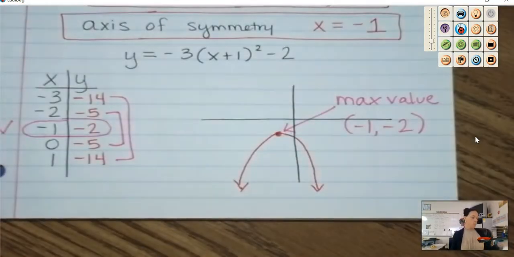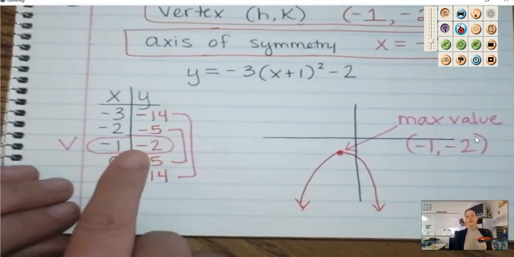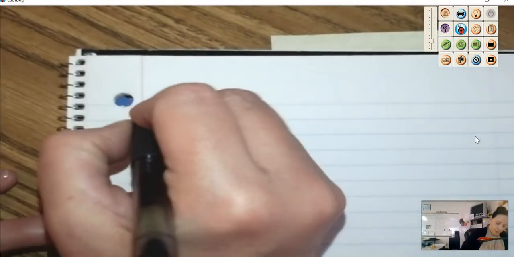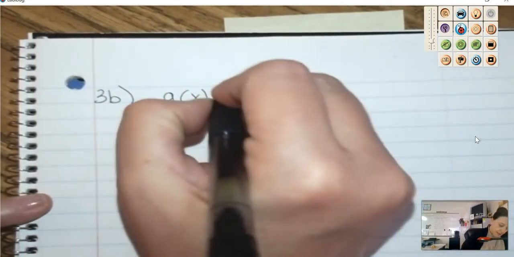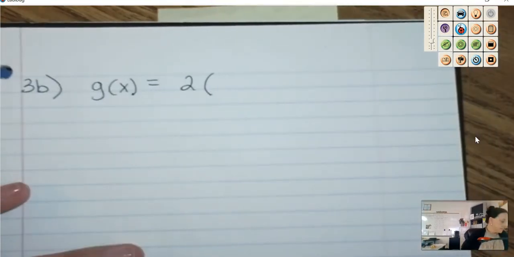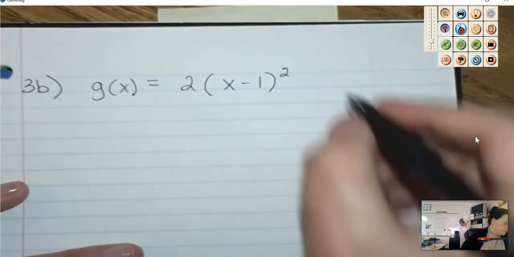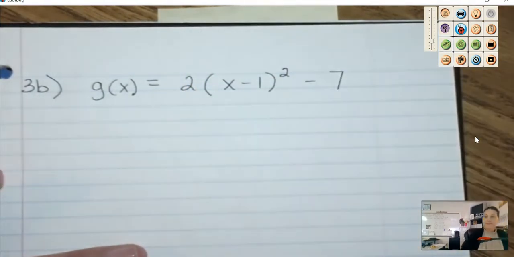Okay, we're going to do one more like that, so that I just wanted to show you there's another way to find the vertex. Okay, this is 3b. g of x equals 2 times (x minus 1) squared minus 7.